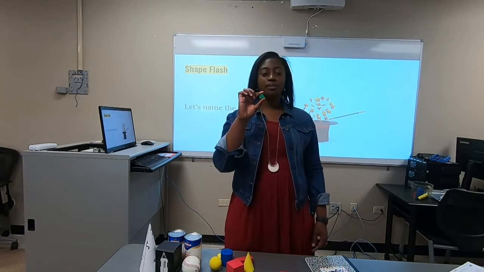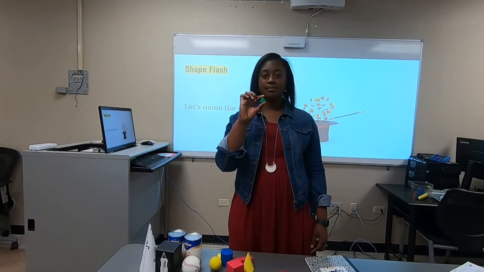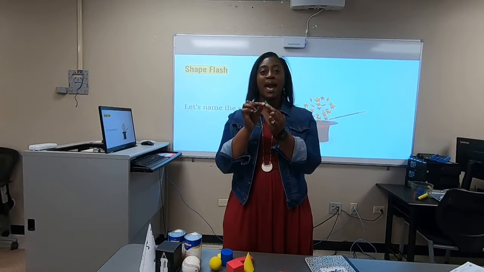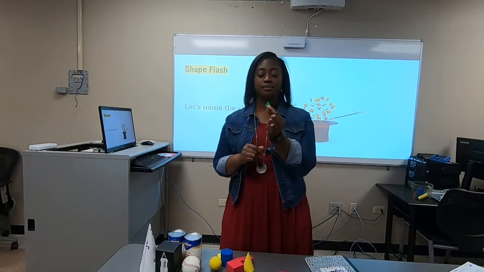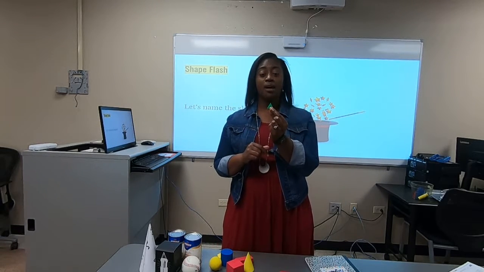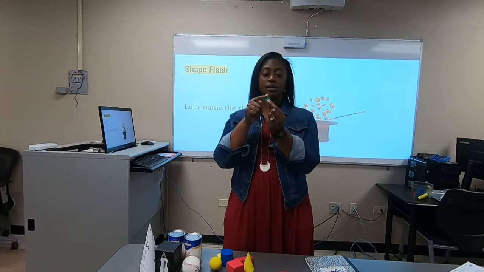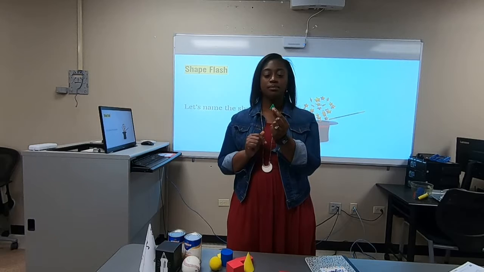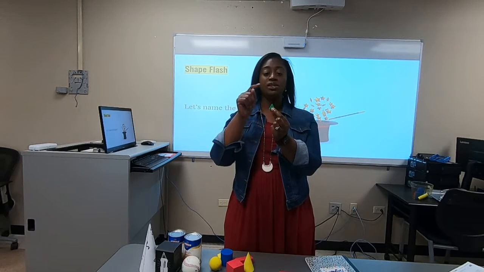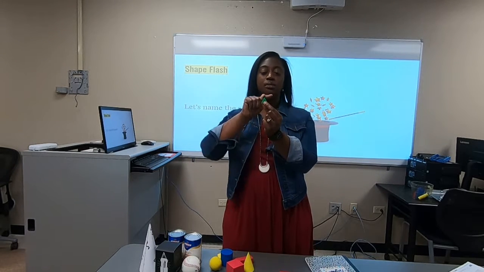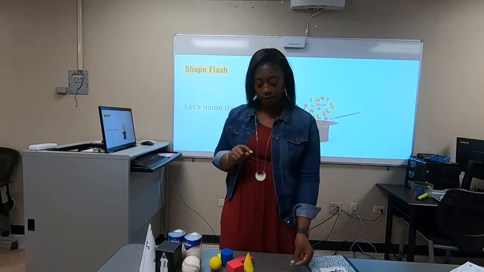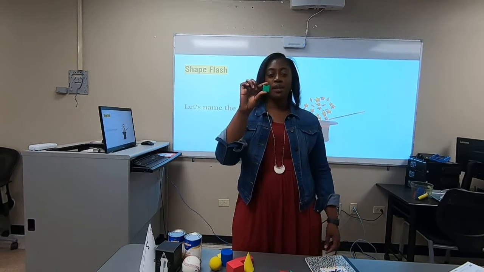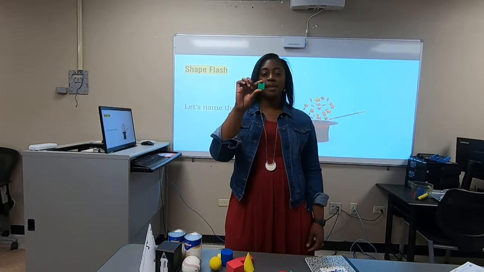What's our next shape? You got it, a triangle. Our triangle has how many sides? Good job, 3. 1, 2, 3. And how many corners? Very good, 3 as well. 1, 2, 3. Our next shape is a very common shape. It's a what? Good job.